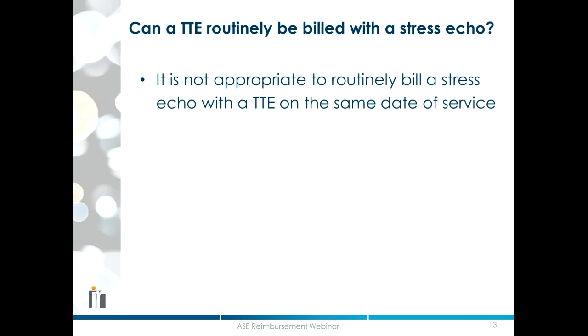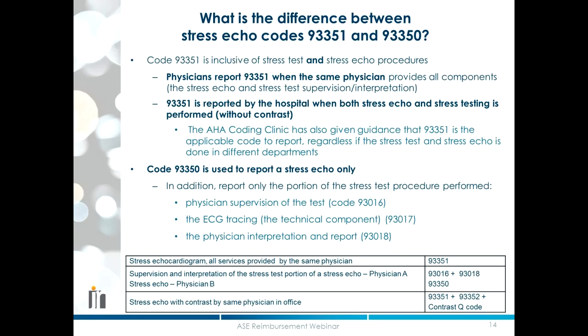Next slide, 14. What is the difference between stress echo codes 93351 and 93350? This is also a common question, one which I dislike answering because it's very confusing, but we'll give it a shot. Physicians report 93351 when the same physician provides all the components of a stress echo, and that means the stress echo itself, the stress testing, the interpretation, the review, the report, the supervision, etc. When one physician does all the components, 93351 is reported.